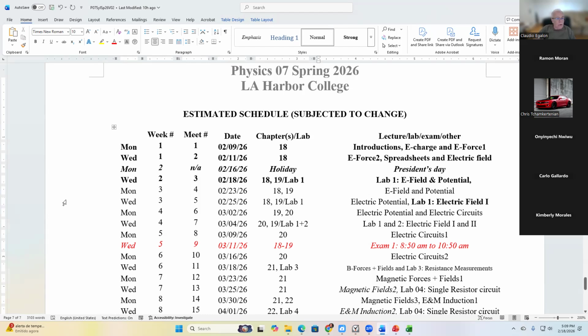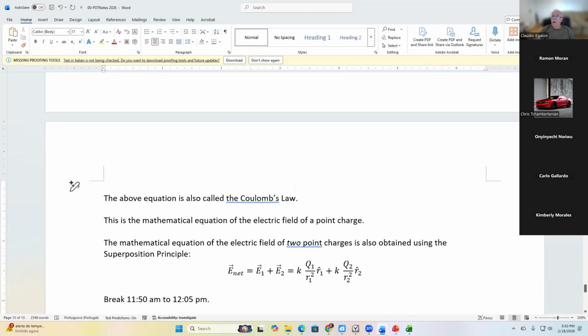Okay, so let me erase that. Electric field and electric potential. That's going to be electric field 1, electric potential 1. Let's see if we can cover that. We are recording, right?